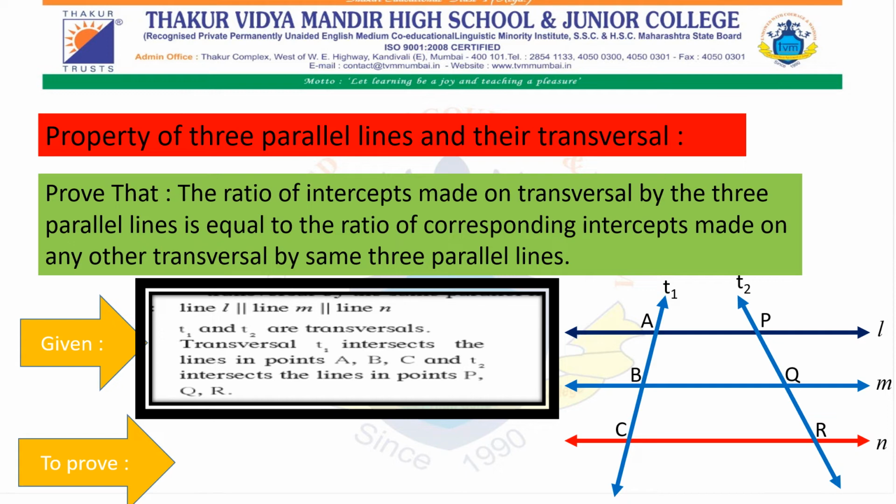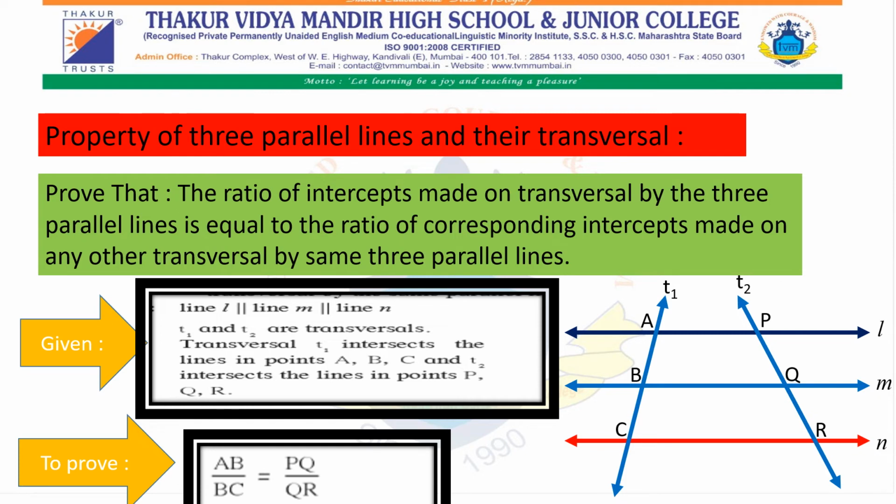So here for T1, the intercepts are AB and BC, and for transversal T2, the intercepts are PQ and QR. So we need to prove AB upon BC equals PQ upon QR. Now let us see how we are going to prove this.